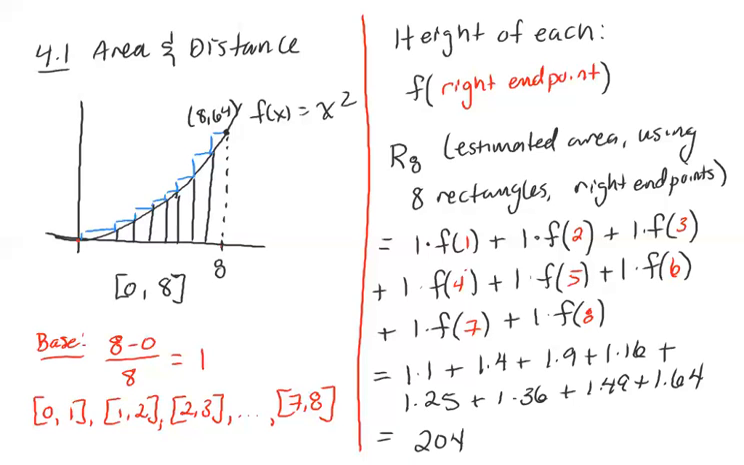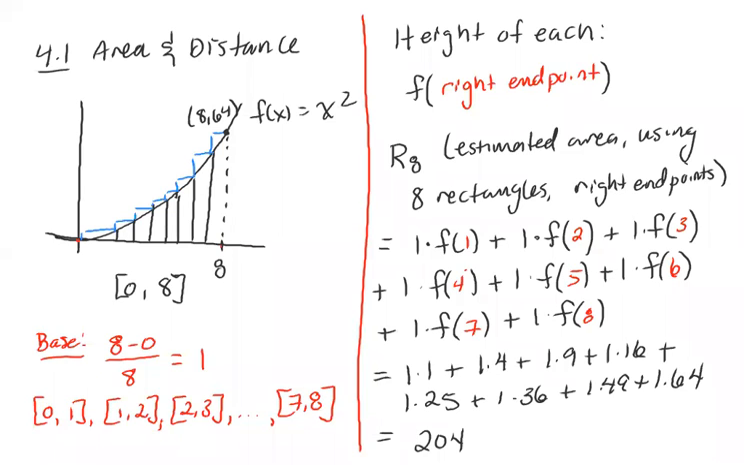All right, let's do the same thing, except let's use the left endpoints of each interval. Okay, so I'm going to draw my figure again. This is the area that I am concerned with right here. This is the point 8, 64. So I'm wanting to estimate that area. I'm going to again divide it into 8 pieces.